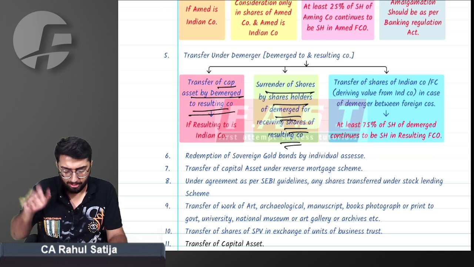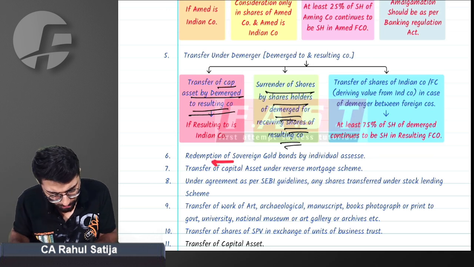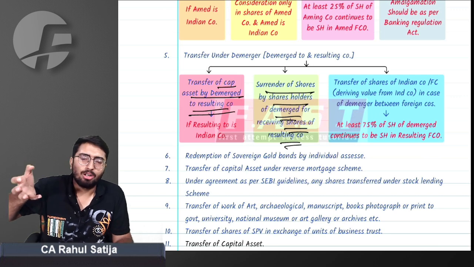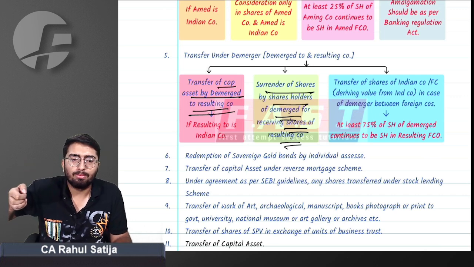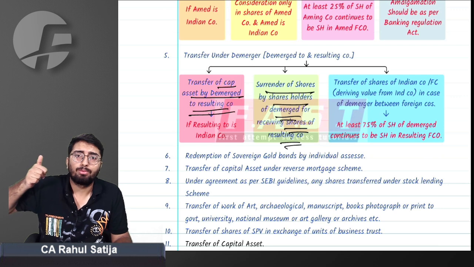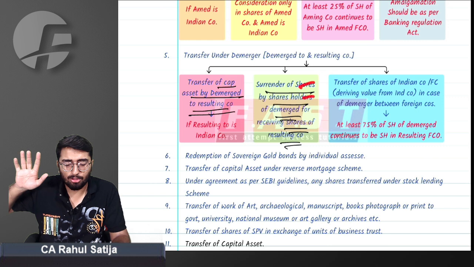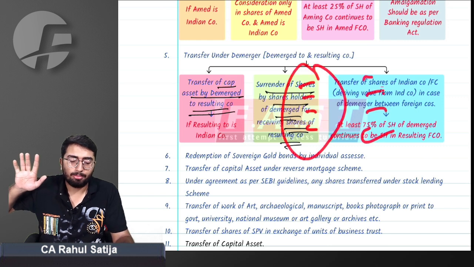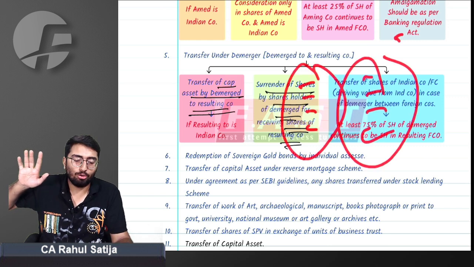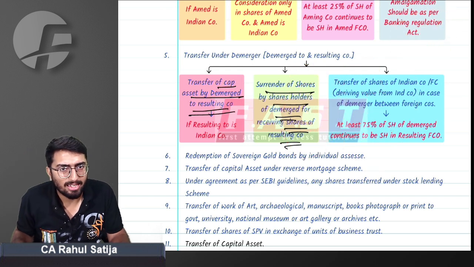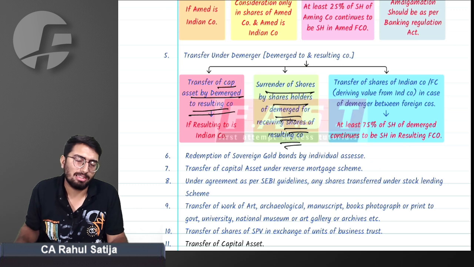Got it? Okay, perfect. Redemption of sovereign gold bond by the assessee. What a sovereign gold bond is, you are very much aware. To curb the need for physical gold, the government has introduced gold bonds. As the price of gold rises, the price of the gold bond rises. Even a gold bond pays 2.5% interest on the face value. So this gives an additional benefit to the shareholders.